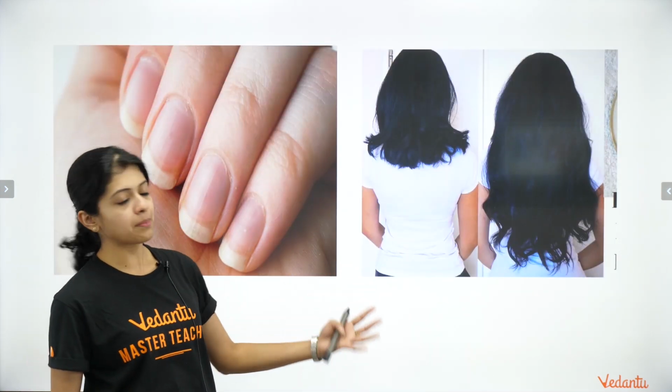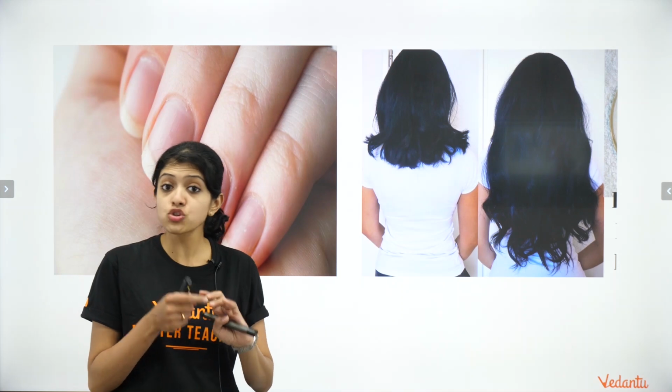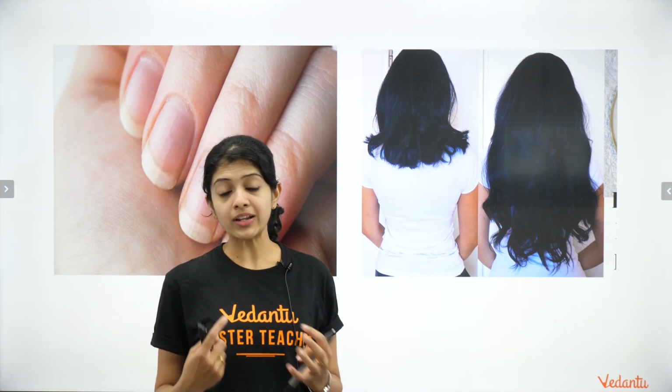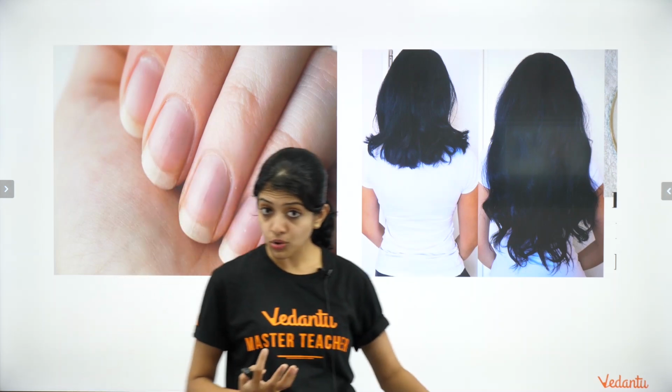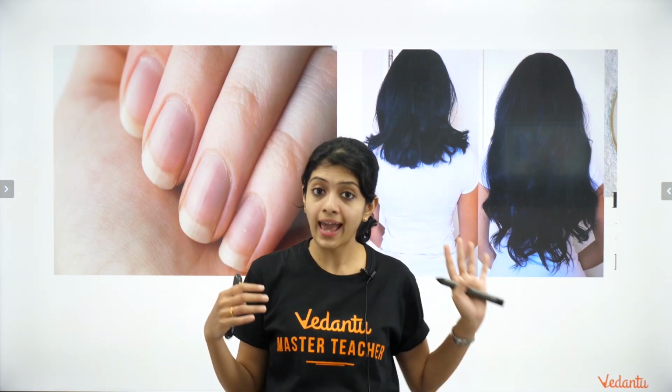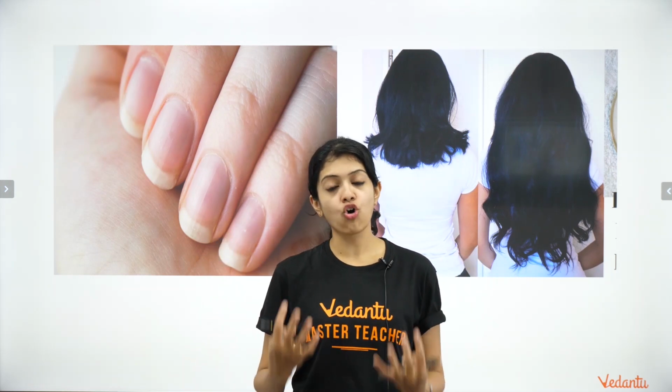Something else that we are familiar with is the growth of nails. We have to keep trimming our nails, right? Regularly, at least once a week. For some people, it's once in 2 weeks, whatever your growth of nails is like. And again, your hair also keeps growing, right? For some of you, it may be very fast. For some of you, it may take some time. Whatever it is, even nail growth and hair growth are all happening in our bodies as a result of cell division.